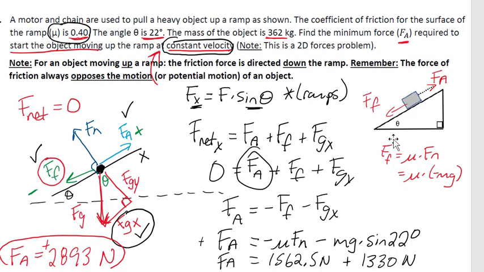The x component of the weight and the friction force on a ramp, if the object is at rest, these forces are going to be equal and opposite. So if you can find the x component of the weight, then you know the friction force.